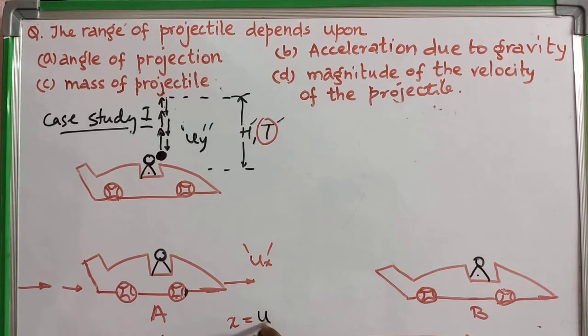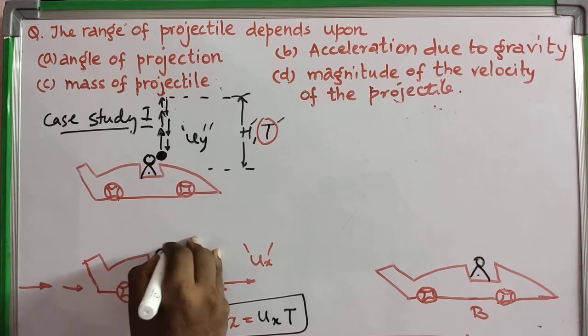X is equal to nothing but ux into t, because our friend is driving with constant speed, constant velocity. So displacement is equal to ux into t. Clear? Now I said to my friend, take this iron ball.